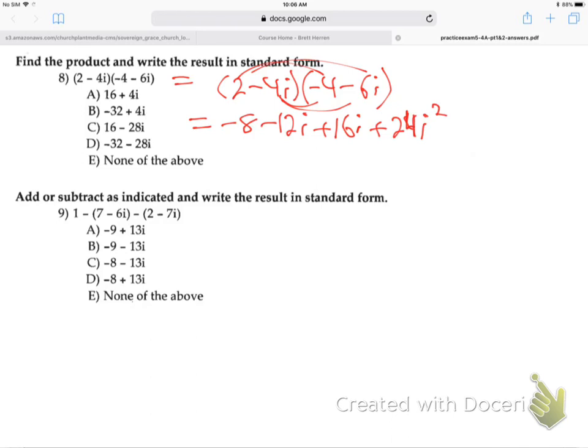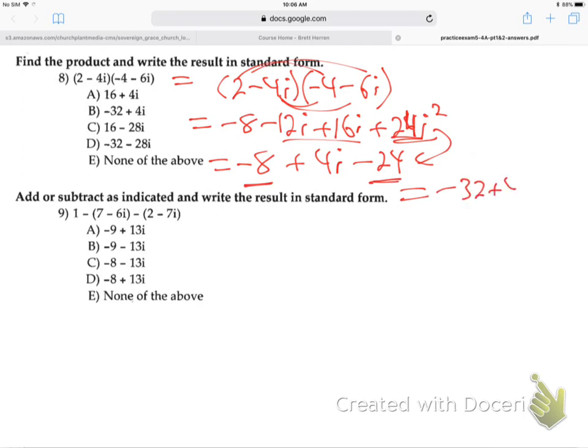Good so far. These two make plus 4i. And this is minus 24 because the i squared is negative 1, yet again. And so then that is minus 8 minus 24 is minus 32 plus 4i. There it is, B.